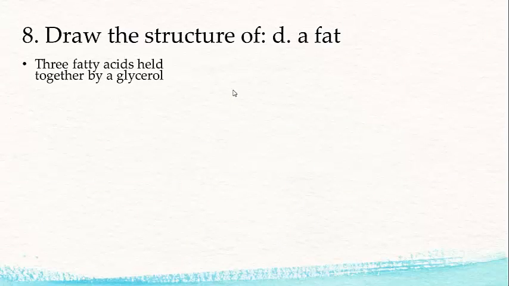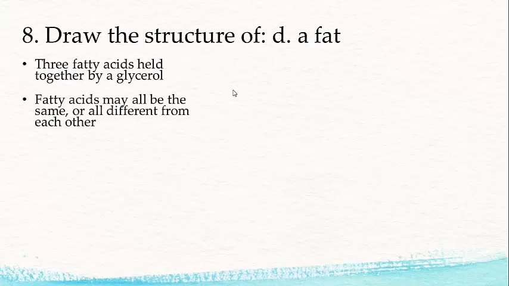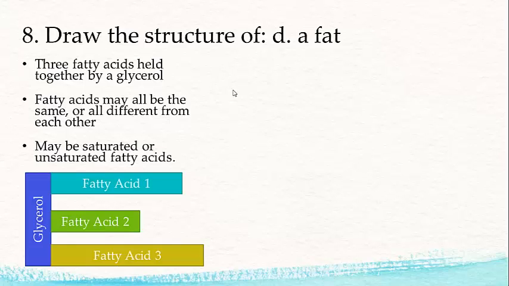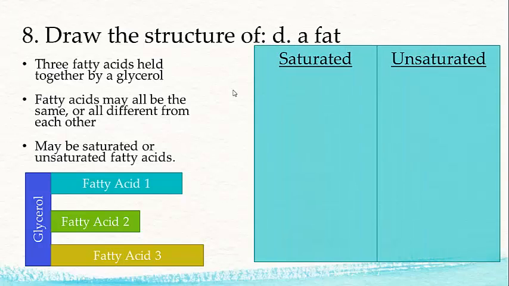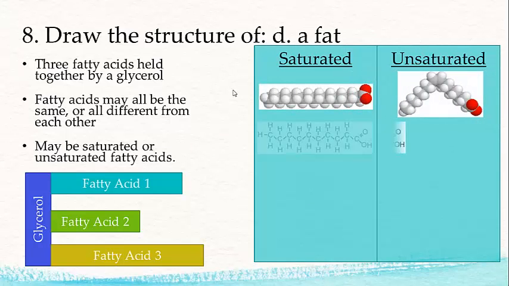Draw the structure of a fat. So 3 fatty acids held together by a glycerol will give us a fat. The fatty acids can be all the same, or they can be different from each other, and they might be saturated or unsaturated fatty acids. So here I have a glycerol joining together 3 different fatty acids. Fatty acids may be saturated or unsaturated.